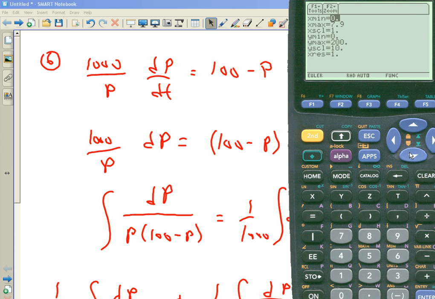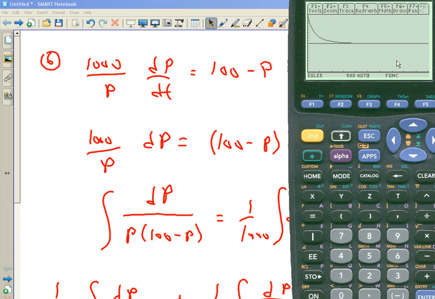Let's change the window, make it 100 weeks or whatever the units are. Does it look like it's approaching 100? Remember, this is 0 for P and 200 for P. That's right in the middle, isn't it? Looks like it to me. If you don't like that, you could always put in the 100 here and see if it's an asymptote. Looks like it to me.